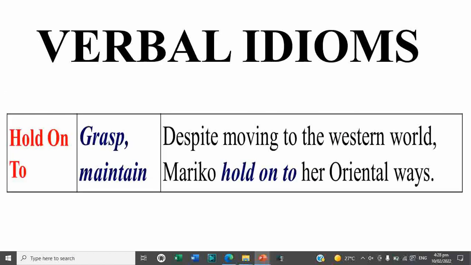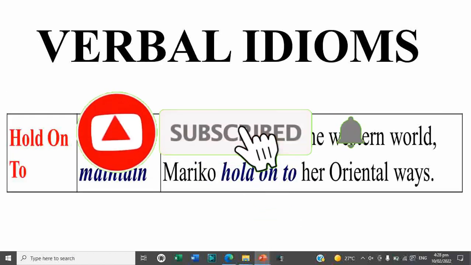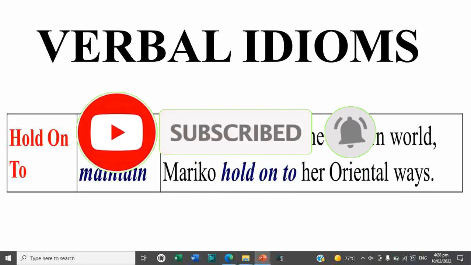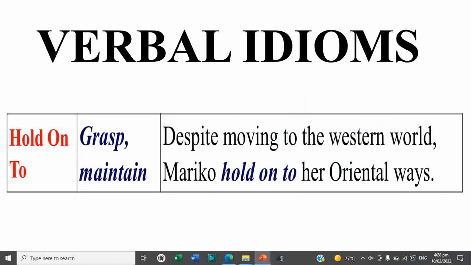Next, hold on to. For example, it means grasp, maintain. Example is, despite moving to the Western world, Mariko held on to her Oriental ways.